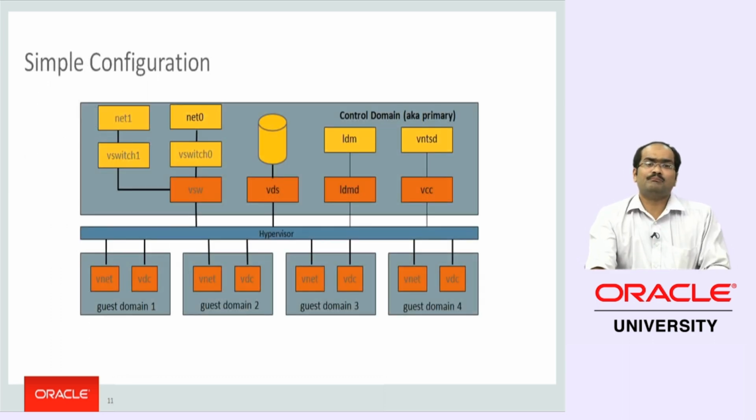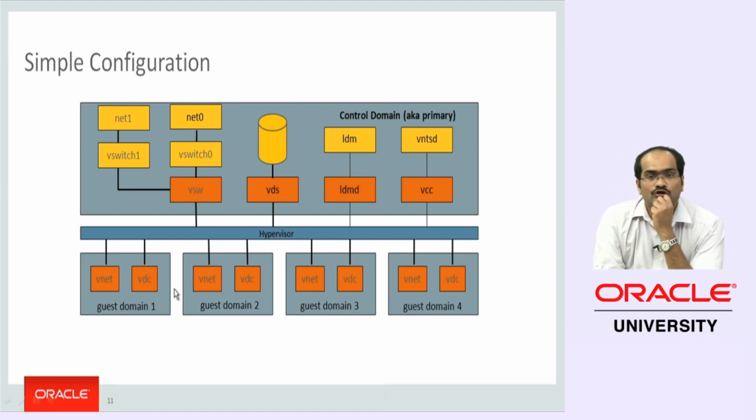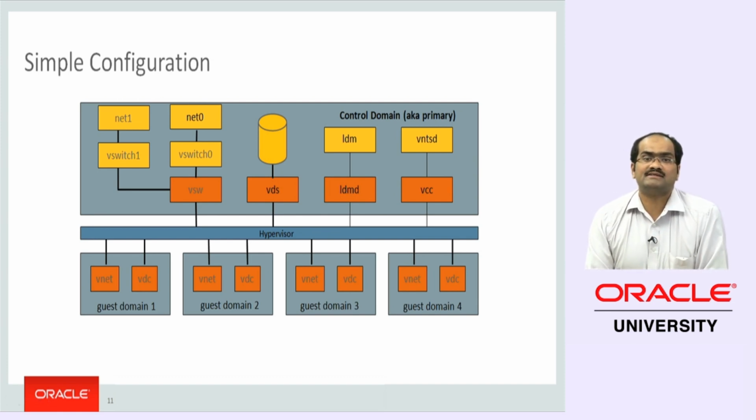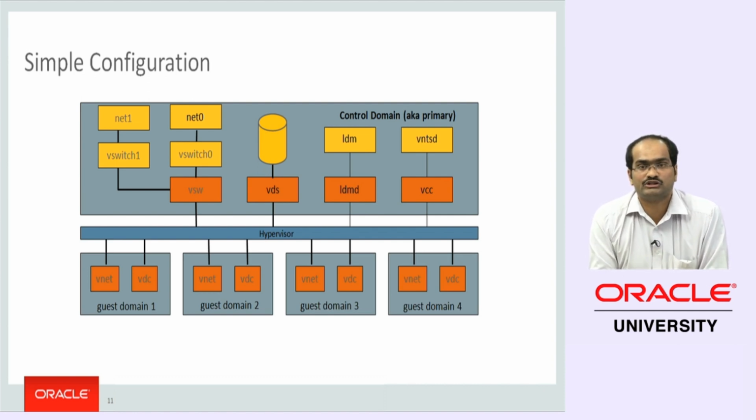So if we look at a simple configuration of the logical domains, here the layer of hypervisor comes into the picture. On top of the hypervisor, there is a control domain running, which runs a virtual switch service, a virtual disk server service, and LDMD. I'll tell you about LDMD. The management of logical domains is through a command. Whatever you manage with the logical domains is through the LDM command in the control domain.